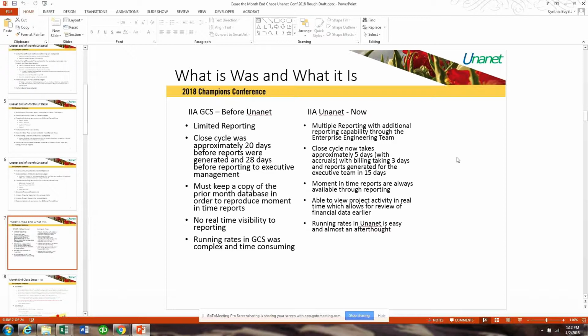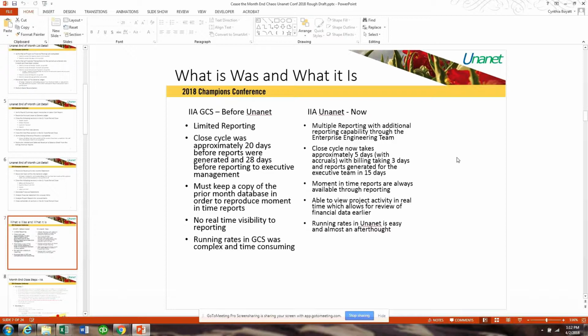Now, with Uninet, we get multiple reporting with additional reporting capabilities, and we've worked with enterprise engineering to make that even better. Our close cycle now takes us approximately 5 days, and we do that with accruals because inevitably you've got somebody who didn't send their invoice in time. And our billing now only takes 3 days, and reports can get generated for the executive team by day 15, which is a huge change from day 28.